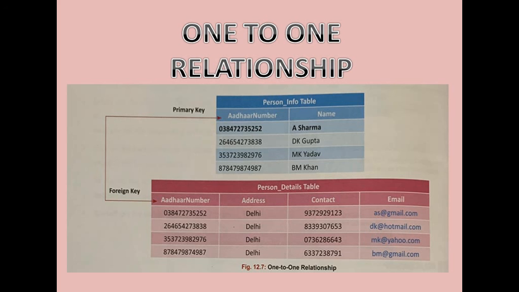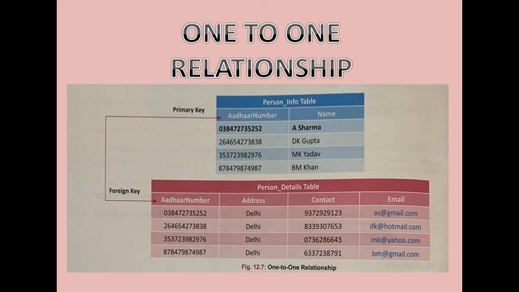Maybe the address will be the same. Contact may differ, email also may differ. But the Aadhaar number is always one, and it will differ for each person. Only one matching could be found in the person info table, because the Aadhaar number is the primary key field. No duplicate values can be entered over there. The address you can see out here, Delhi, cannot be made the primary key as well as the foreign key. It is not possible.